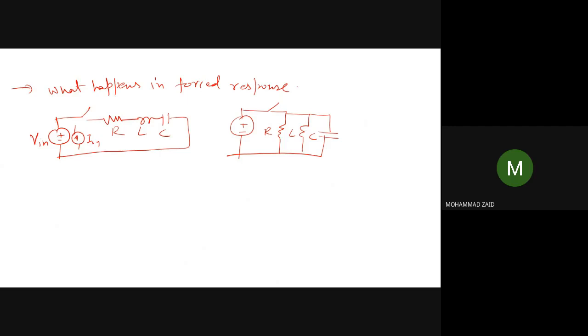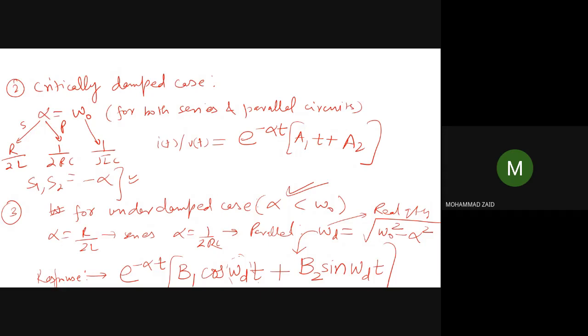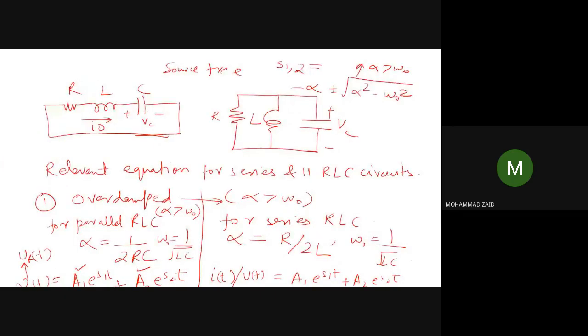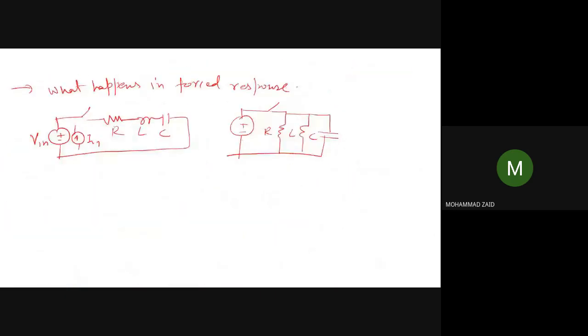So nothing happens. If you see, we have written the transient response. These are all transient responses, whether this response or this response. But in the steady state, only the final voltage value will be added.